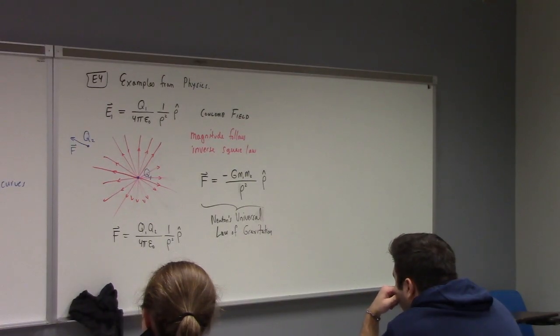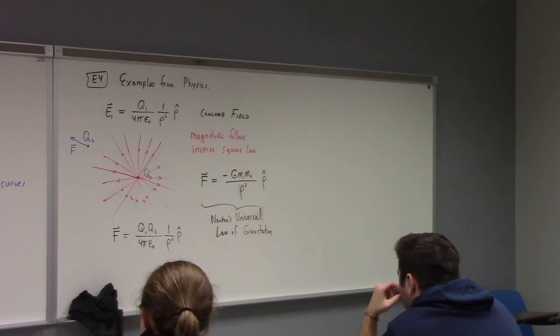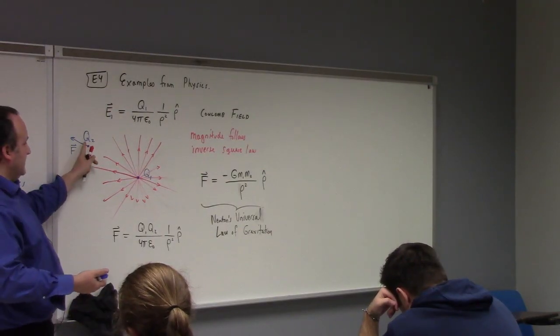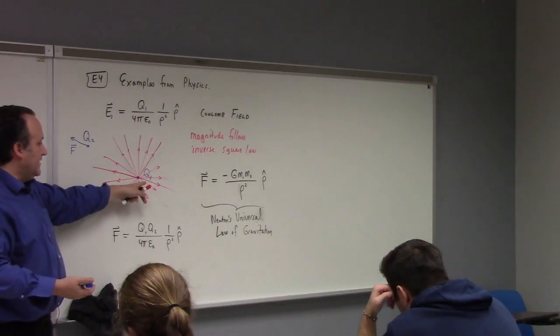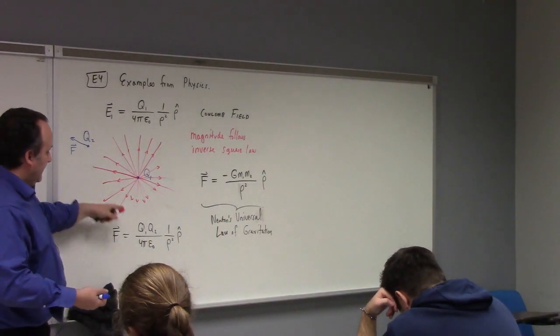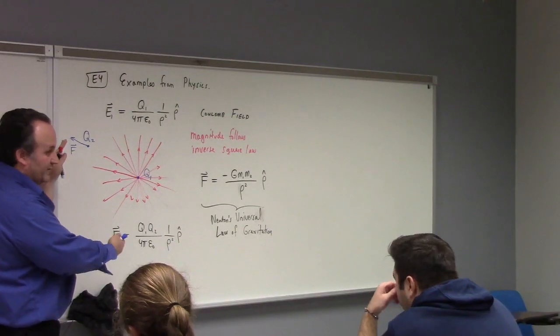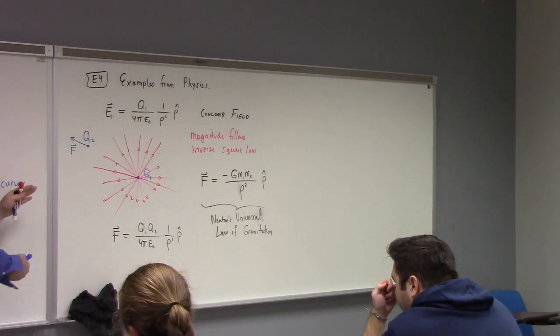You notice that if the charges are both positive, then the force is in the rho hat direction, away from the origin. In other words, the force is repulsive, for like charges repel. If Q2 is negative and Q1 is positive, as I've indicated by the field line diagram here, then that puts a minus here, which means the force is attractive. So electric forces are either repulsive or attractive; both are possible.